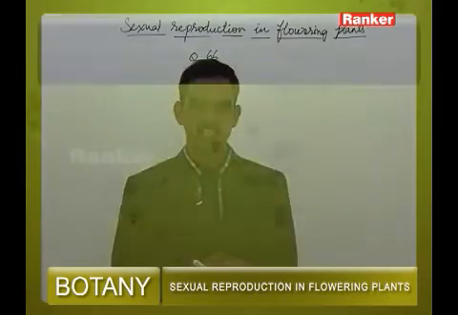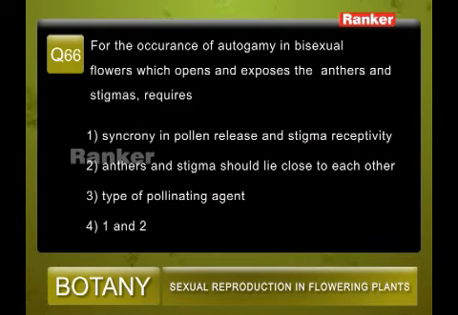Question number 66, for the occurrence of autogamy in bisexual flowers, which open and expose the anthers and stigmas, requires 1. Synchrony in pollen release and stigma receptivity. 2. Anthers and stigmas should lie close to each other. 3. Type of pollinating agent. 4. Both 1 and 2.